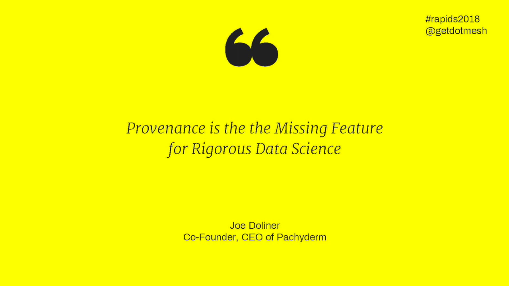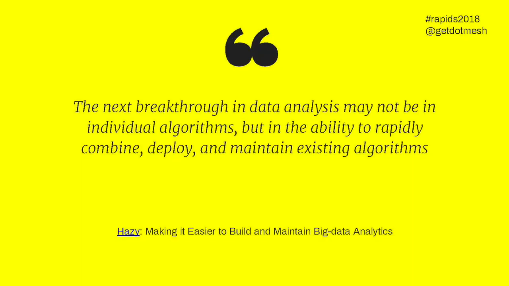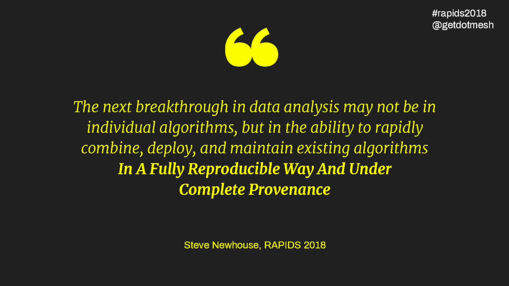And the first one is provenance is the missing feature in rigorous data science. Now, if you're here, you either don't know this or you really, really strongly agree with this, and I hope it's the latter. And one of the next big breakthroughs in analysis will be in the ability to combine, deploy, and maintain all of our existing maths and algorithms and workflows. And I'd like to add, and then put this under a fully reproducible way and under complete provenance. And this is, I think, a dream for Luke and myself, people working with data currently.